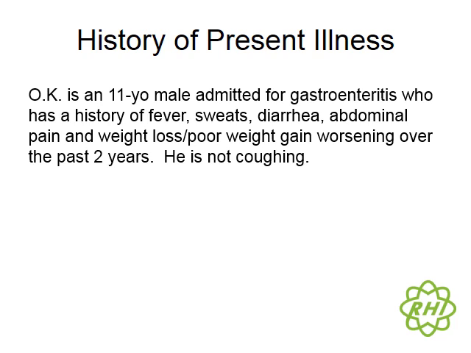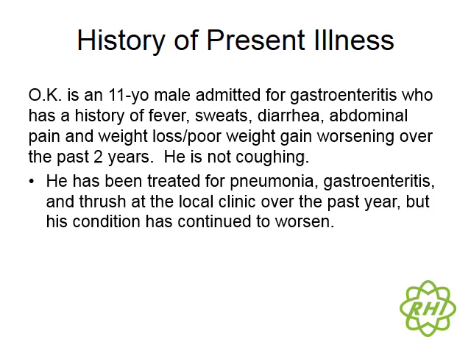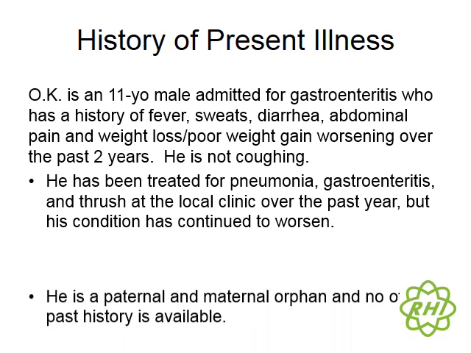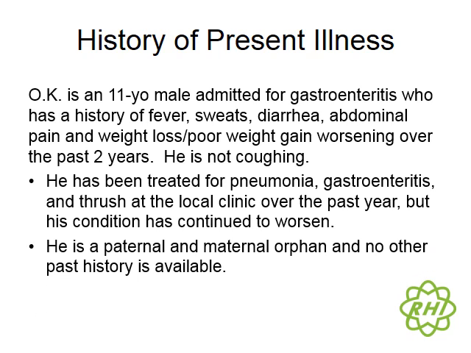So it's very similar a little bit to what we've just been discussing for our diarrhea cases. And when you look back, you notice he's had treatment for pneumonia, he's had treatment for gastritis and thrush at the local clinic over the past year, but his condition is continuing to worsen. He's a paternal and maternal orphan, and you have very little past history.